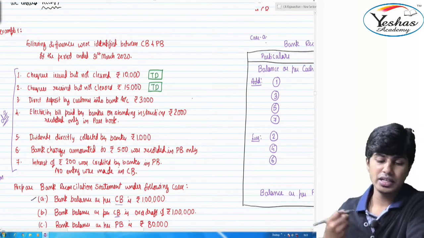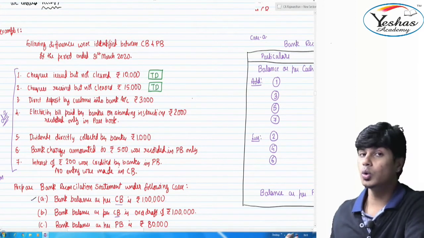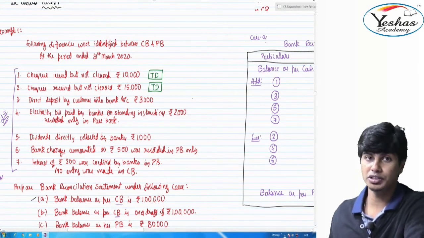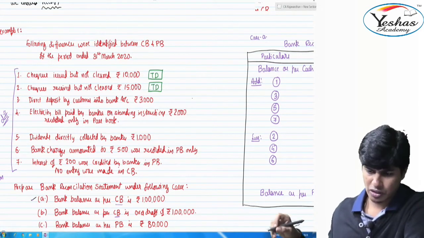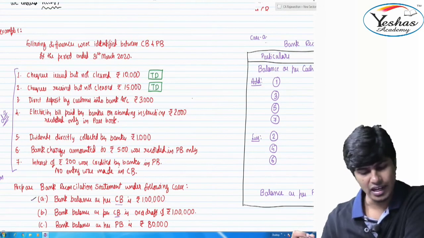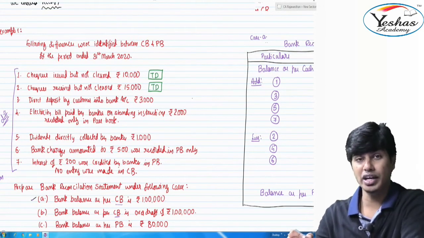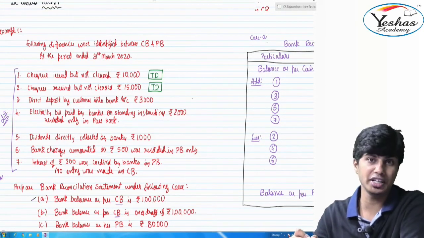Done. Next. Direct deposit by customer into bank account? No, that is not a timing difference. That is an error of omission. So that will be non-timing difference. What will it be? Non-timing difference. Next we have electricity bill. Non-timing difference. Why? It is a payment made but not recorded in cash book.